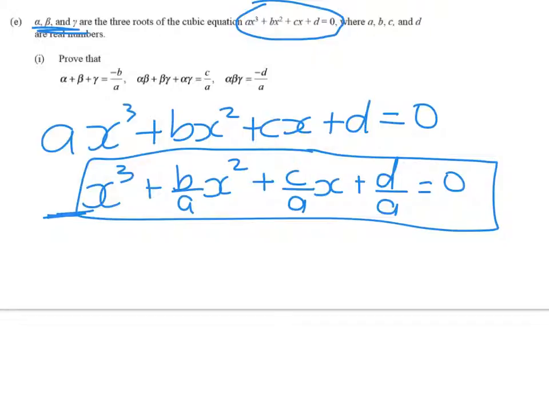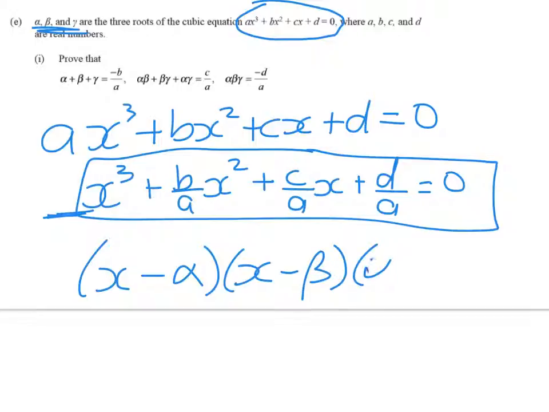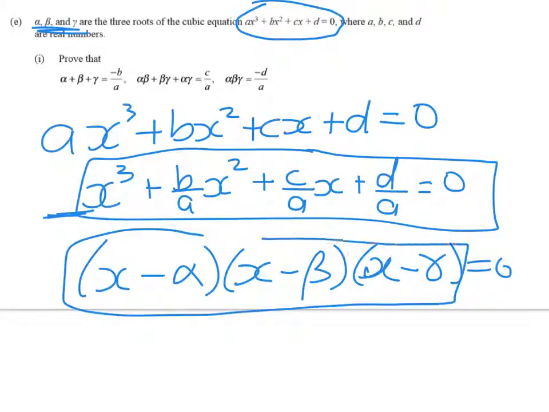That's an expanded form. But we know that alpha, beta and gamma are the three roots. So we know that this is true as well. x minus alpha times x minus beta times x minus gamma equals 0, because that's what it means for something to be a root of an equation. So what we're going to do now is just expand this, and then we're going to match up the coefficients, and we've seen that technique in quite a few other places.